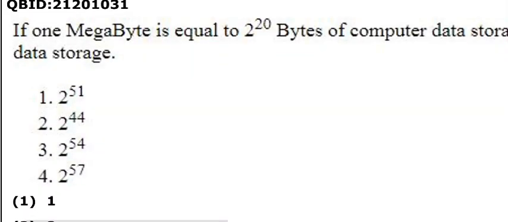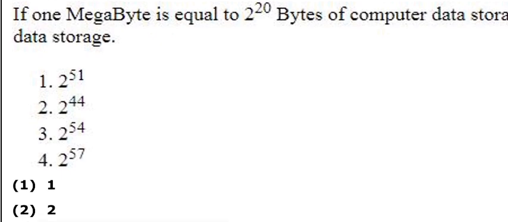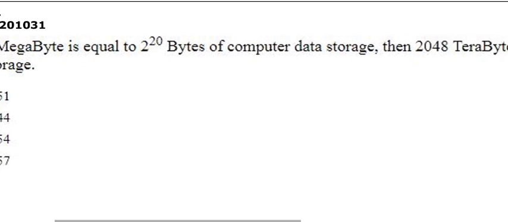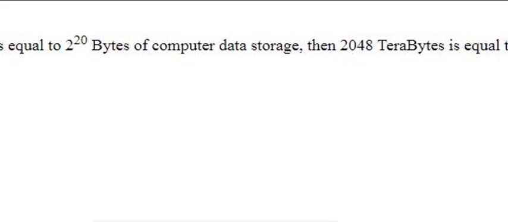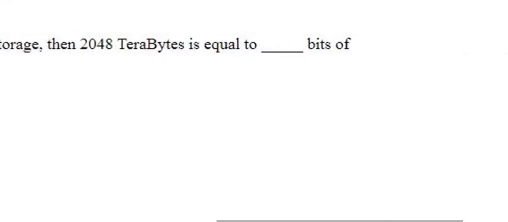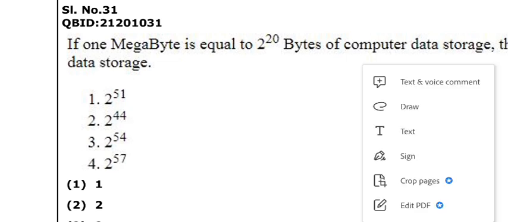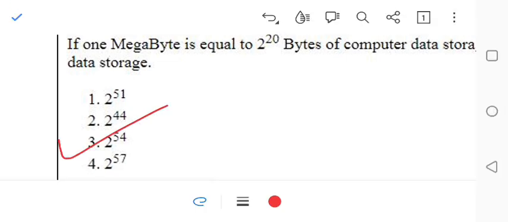31 says, if 1 megabyte is equal to 2 to the power 20 bytes of computer data storage, then 2048 terabytes is equal to dash bits of data storage: 251, 244, 254, 257. It will be 254.